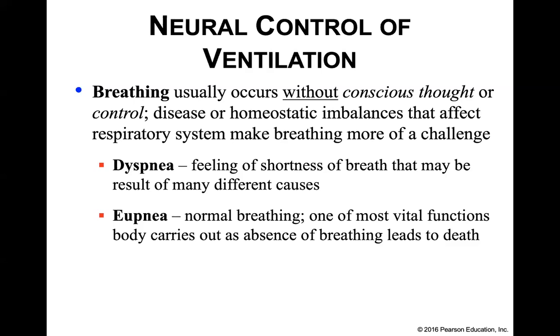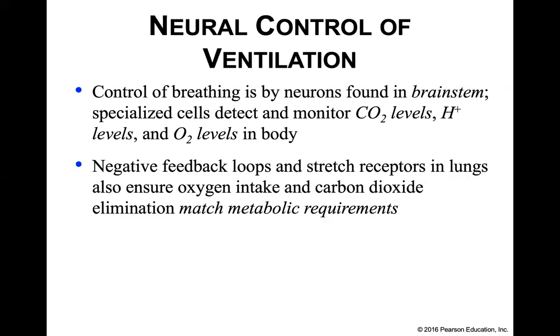Eupnea is normal breathing, one of the most vital functions the body carries out, as lack of breathing can lead to death. The control of breathing by neurons is found in the brainstem, specialized cells that detect and monitor the carbon dioxide levels. Believe it or not, it's carbon dioxide levels over oxygen levels that would trigger a change in ventilation. But you're also going to monitor your proton levels, which could affect the acidity of the blood, as well as oxygen levels.